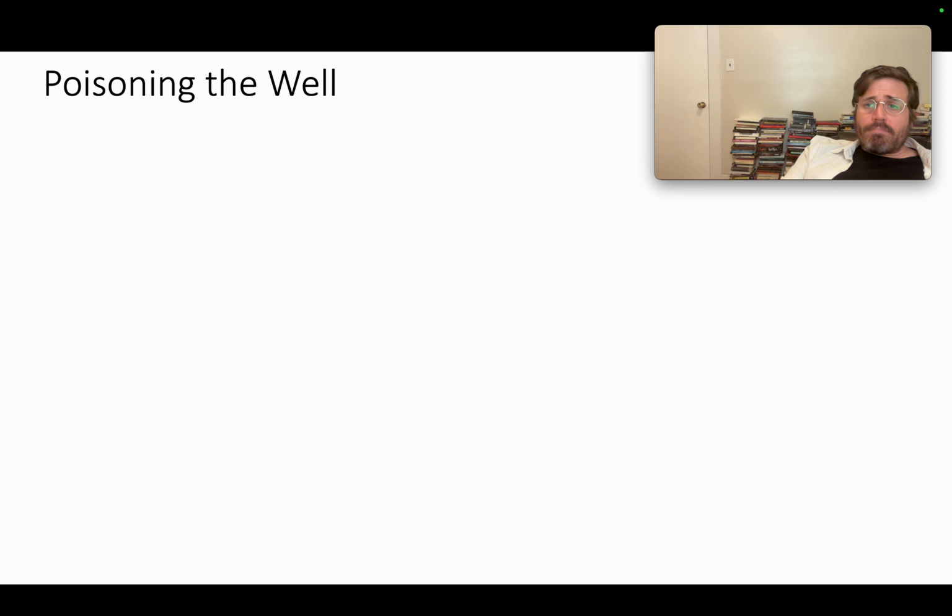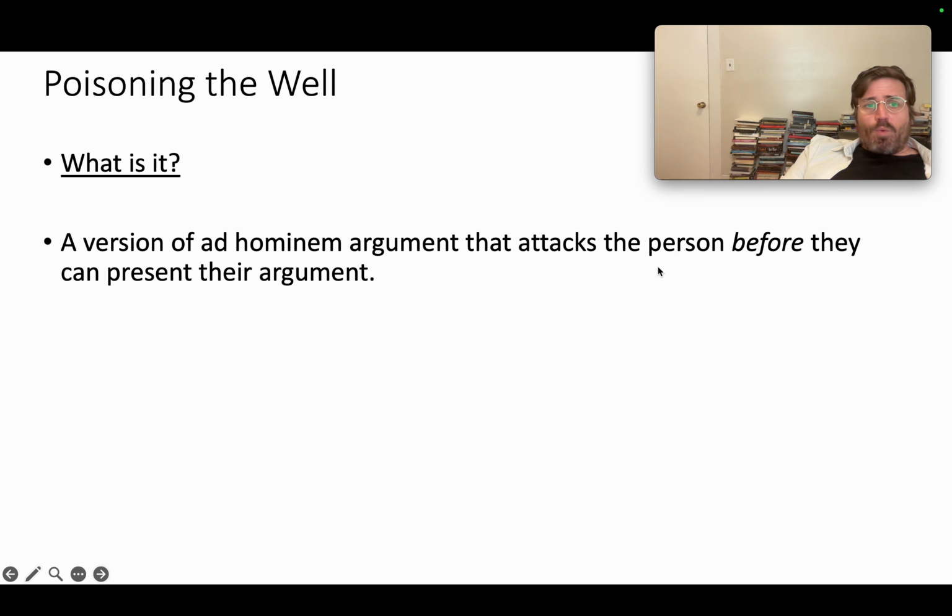Poisoning the well is a type of informal fallacy, an ad hominem, where you attack the person before they even make their argument, right? So it's really just a quick version of the mudslinging stuff we've talked about, right? If I can raise the suspicion in someone's mind that this person is not credible before they've even made an argument, the chances are I won't really hear what they have to say, right? So it's a very effective rhetorical strategy in politics, but unfortunately it does entail fallacious reasoning.